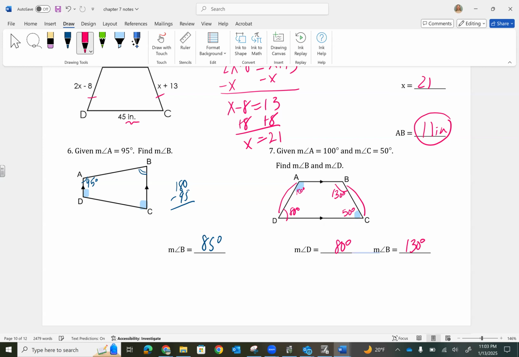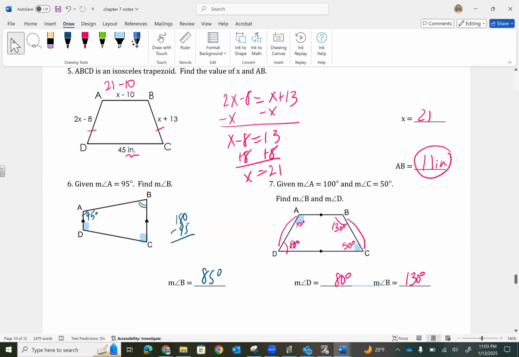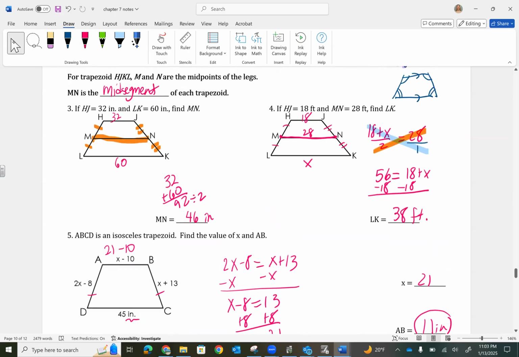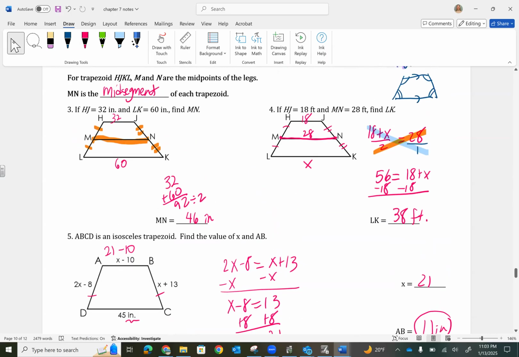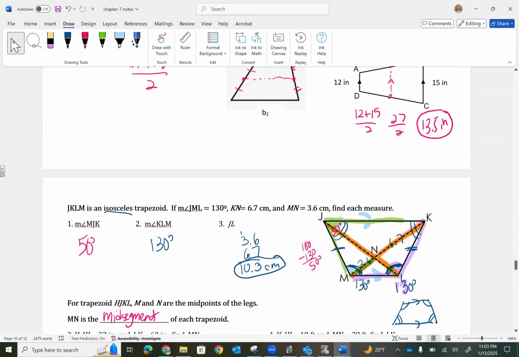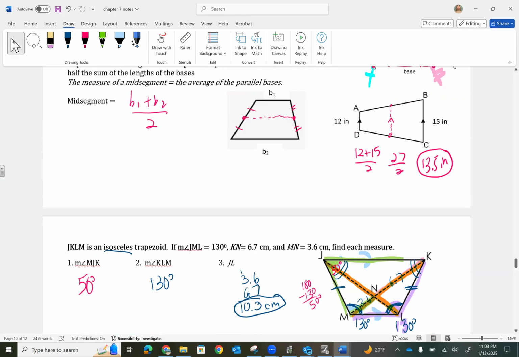So with isosceles trapezoids, we know that the legs are going to be congruent. With mid-segments, we know that it's the sum of the two bases divided by 2. With any of our trapezoids, we know that same side interior angles will always be supplementary.